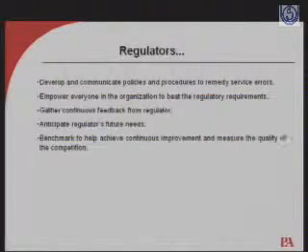At the same point of time, we have to think about the regulators as well. Develop and communicate policies and procedures to remedy service errors. Empower everyone in the organization to beat regulatory requirements. Regulator might have set some target, but our aim will be to exceed those targets. Gather continuous feedback from regulator, anticipate regulators' future need, benchmark to help achieve continuous improvement, and measure the quality of the competition.